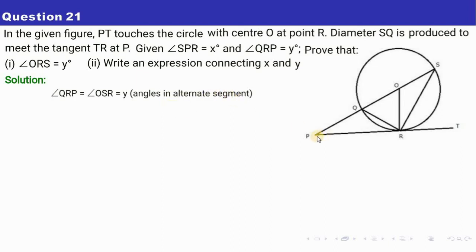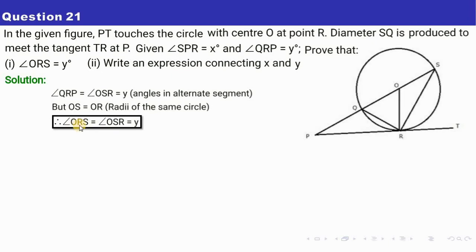Now we know that OS and OR are equal. And what is our aim? Our aim is to find angle ORS. So angle ORS means we need to find this. Now this and this being equal means triangle ORS is an isosceles triangle. And in an isosceles triangle, this angle and this angle will be equal to each other. So that is why ORS and OSR are equal to each other. And what is the value of OSR? We already saw that OSR is y. So ORS will also be y. That is what we needed to prove. So the first part is done.